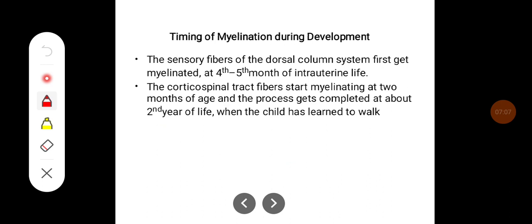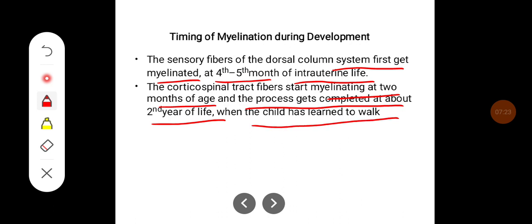The sensory fibers of the dorsal column system first get myelinated at the 4th to 5th month of intrauterine life. The corticospinal tract fibers start myelinating at 2 months of age, and the process gets completed at about the 2nd year of life, when the child has learned to walk.